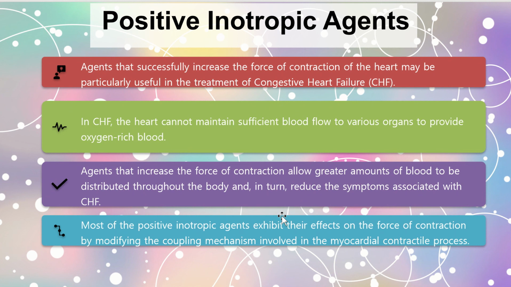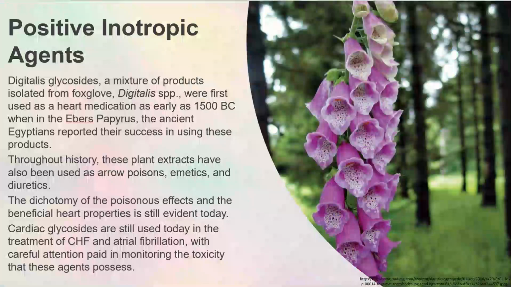Most of the positive inotropic agents exhibit their effects on the force of contraction by modifying the coupling mechanism involved in the myocardial contractile process. Now this lovely plant that you're seeing on the screen is called Foxglove, or it's known as Digitalis, and there are various species. This plant is important with regards to positive inotropic agents.